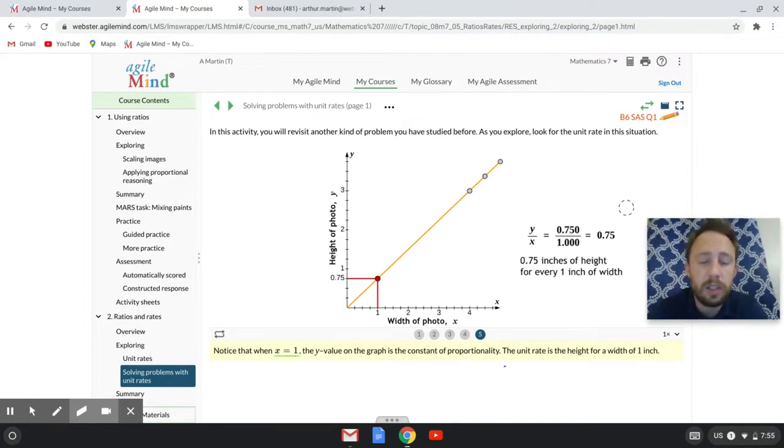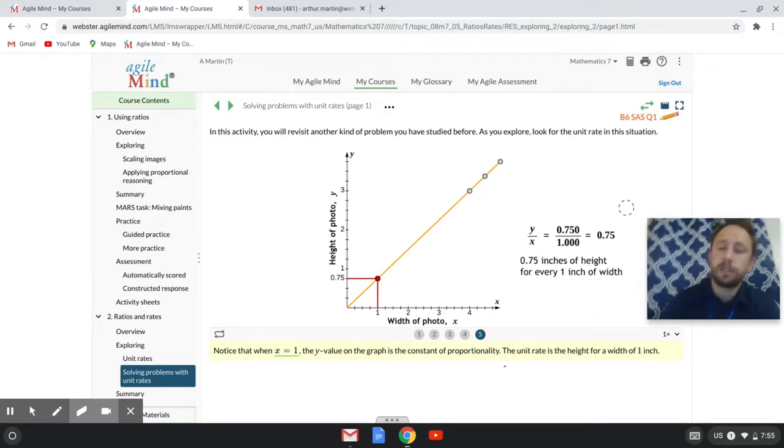So it says, notice that when x equals 1, the y value on the graph is the constant of proportionality. The unit rate is the height for a width of 1 inch.